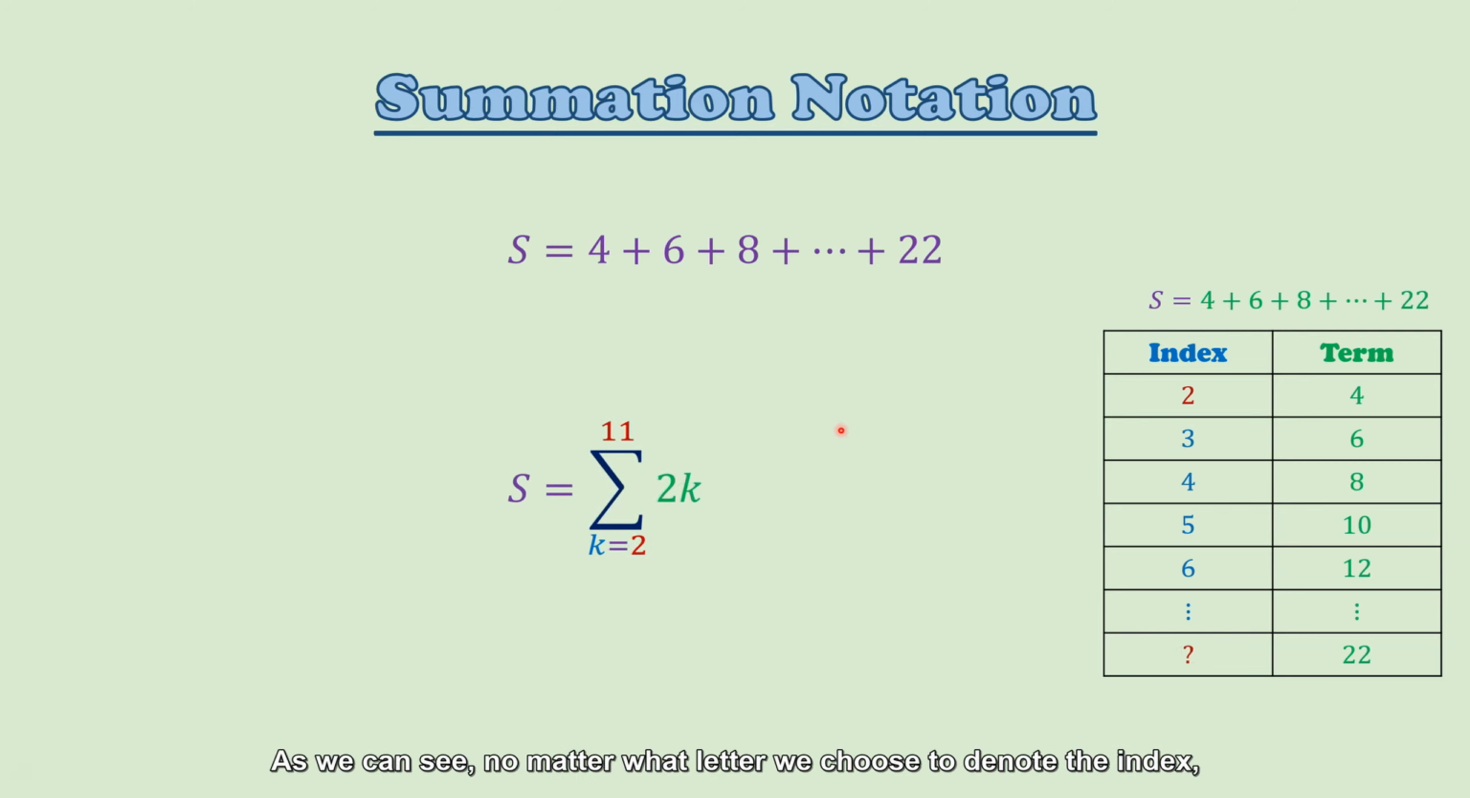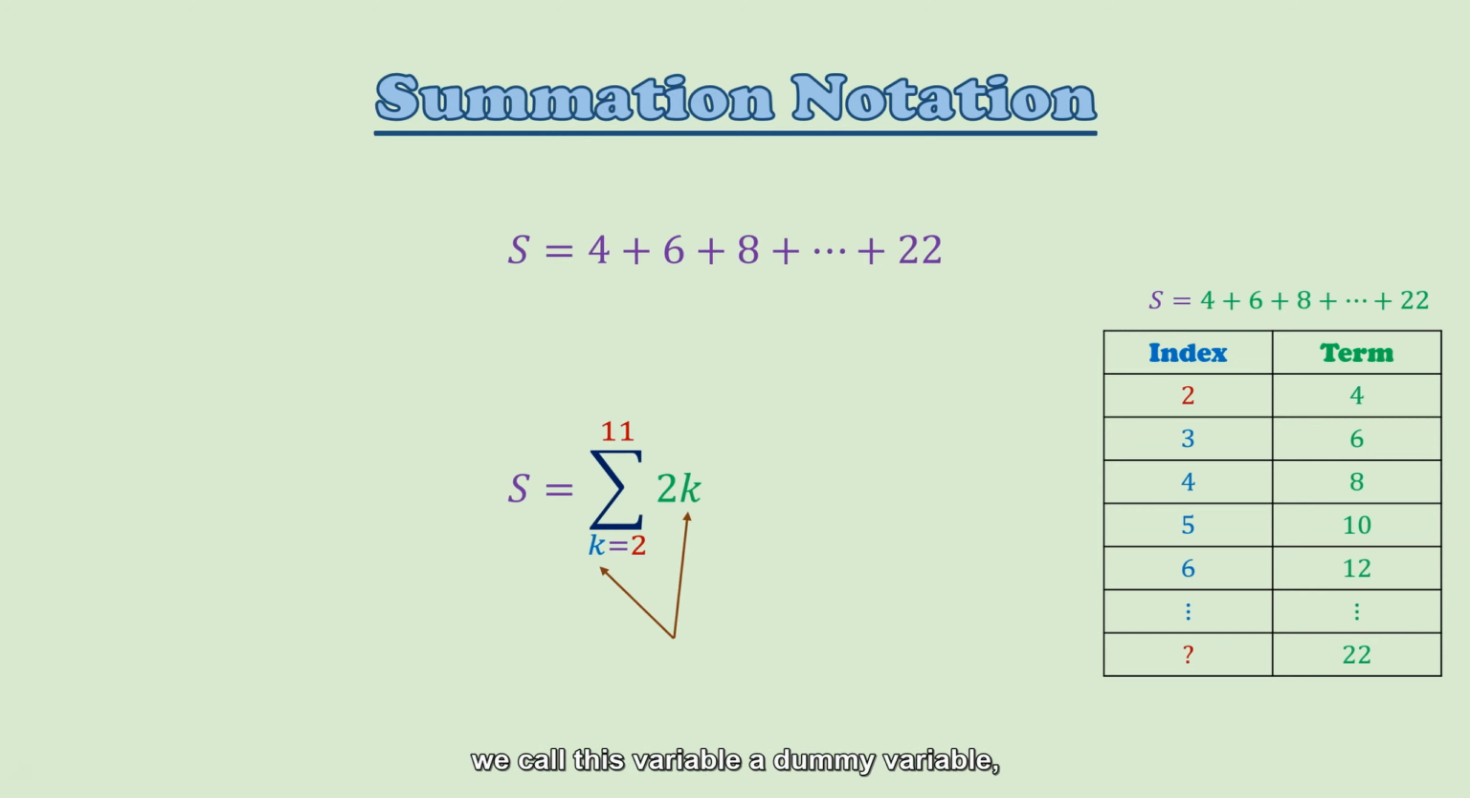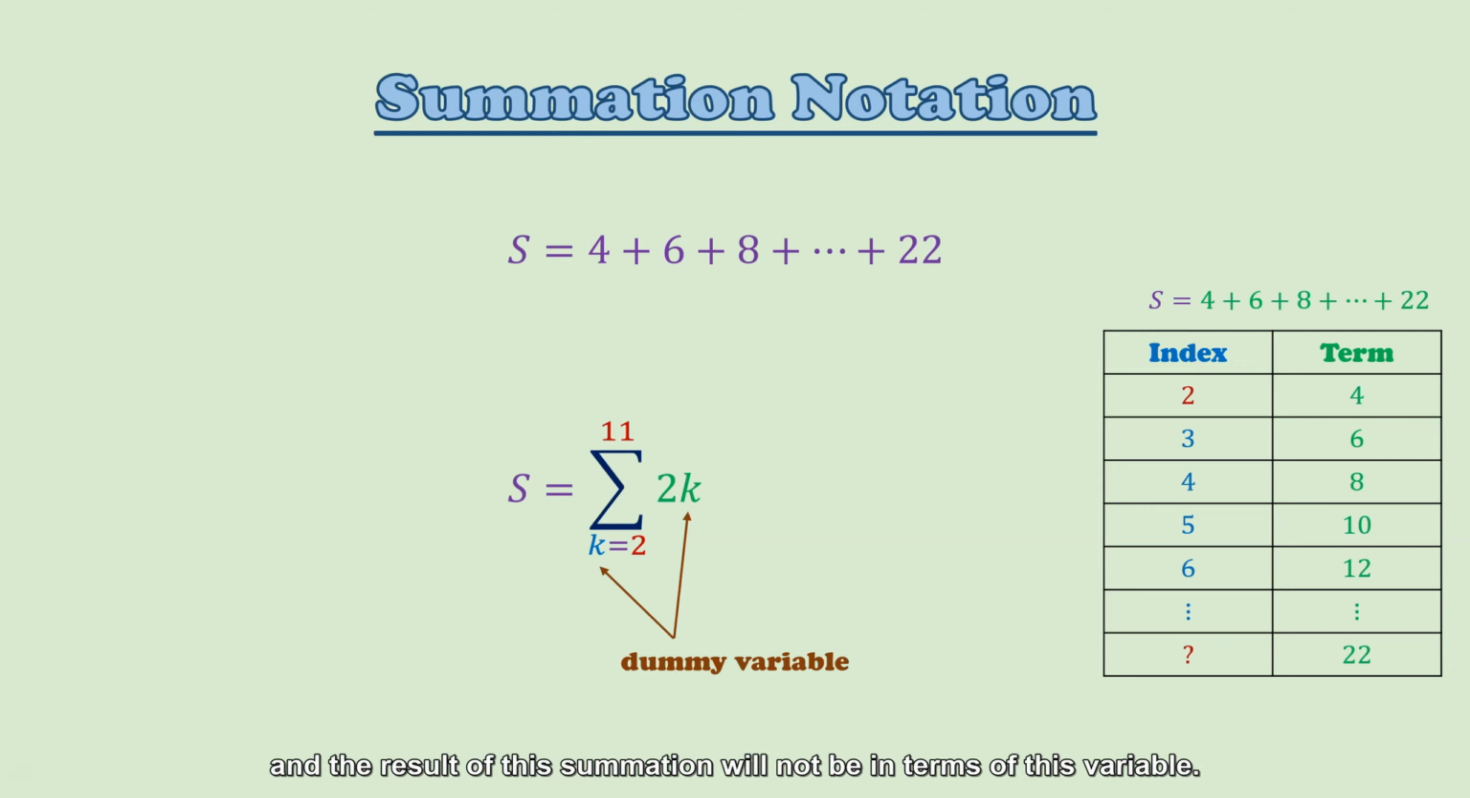As we can see, no matter what letter we choose to denote the index, the expression represented by this summation notation remains exactly the same. So in mathematics, we call this variable a dummy variable, meaning that it is not really a variable, and the result of this summation will not be in terms of this variable.